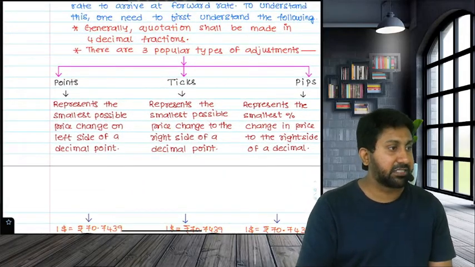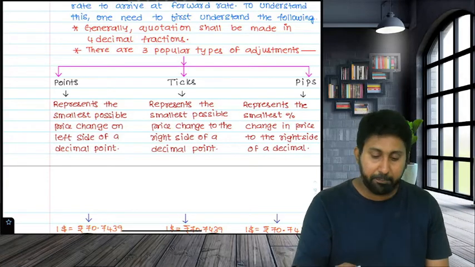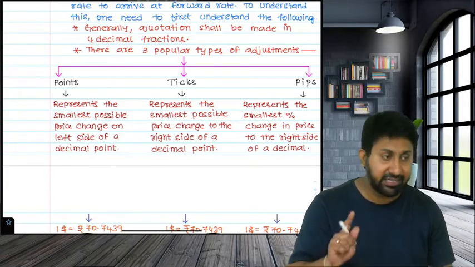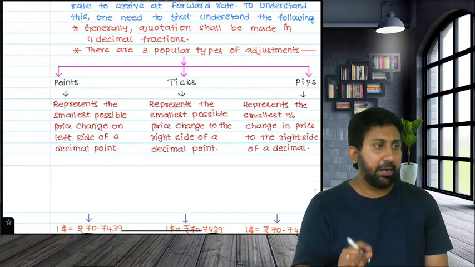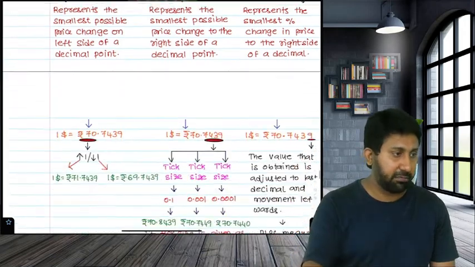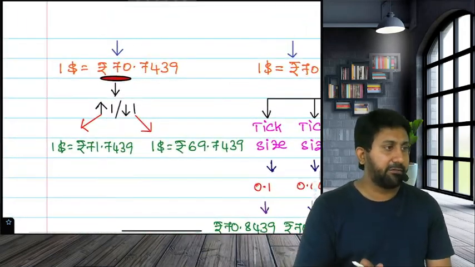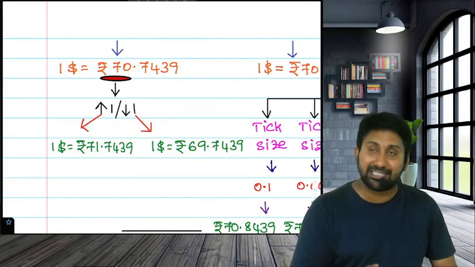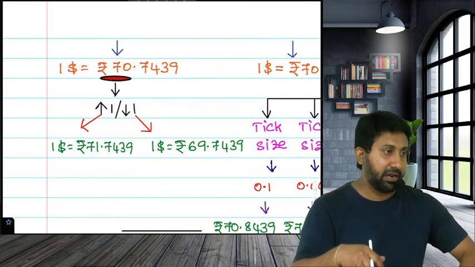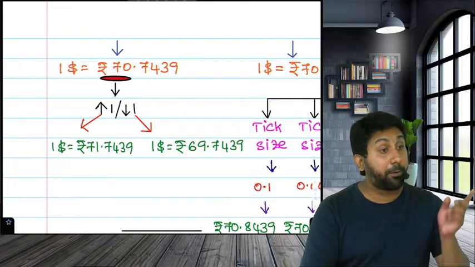Points represents the smallest possible price change on the left side of the decimal point. Ticks represents the smallest possible change to the right side of the decimal point. Pips represents the smallest percentage change in the price to the right side of a decimal. $1 equal to rupees 70.7439. If the 70 is increased by 1 it becomes 71, decreased by 1 it becomes 69. This is called a points change.